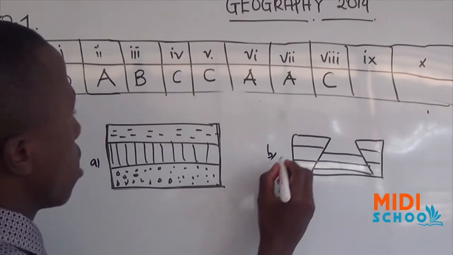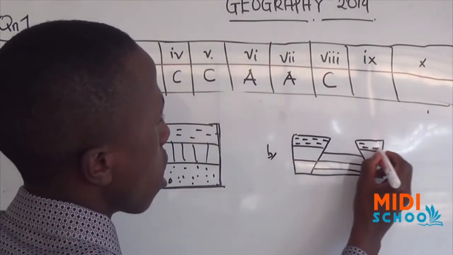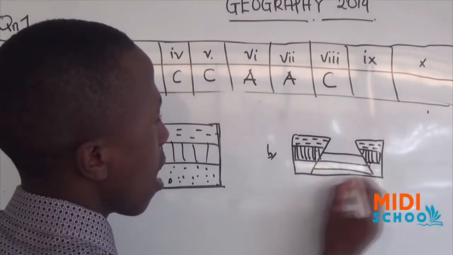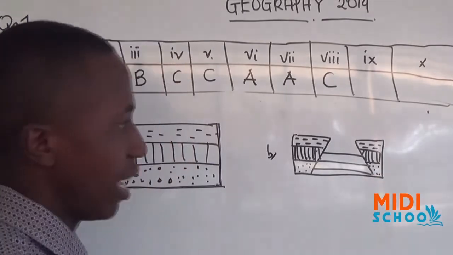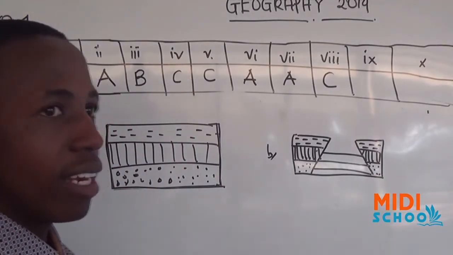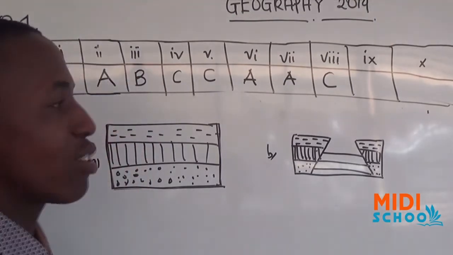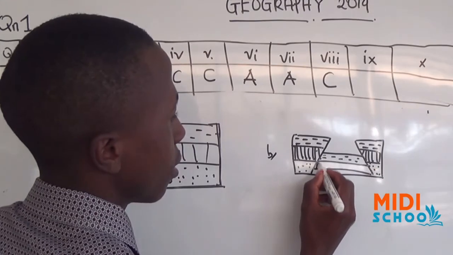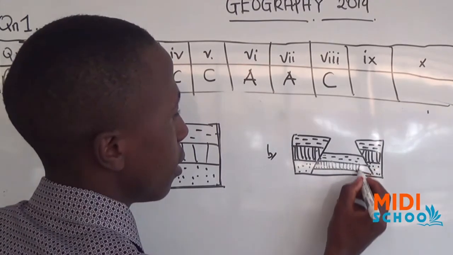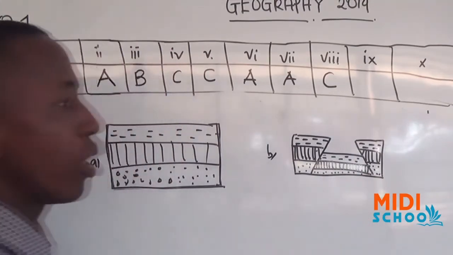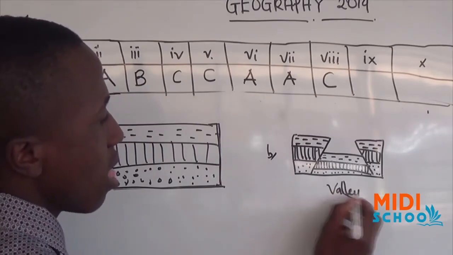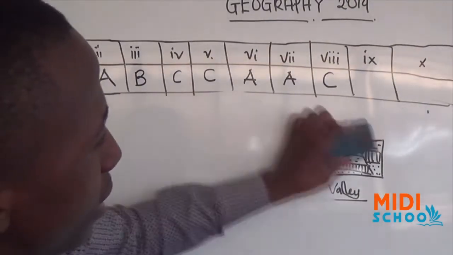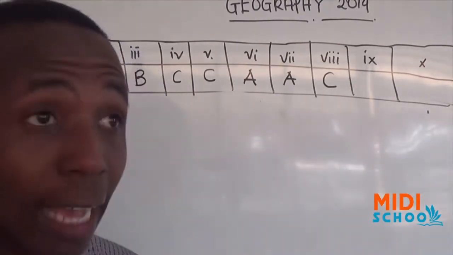The first layer was this one, the second layer, and the third layer. So it has diverged itself. There is pulling apart of the oceanic crust and the continental crust. That's why we see the depression down there. So this is a valley. I hope we are together. A valley, and our answer is C.